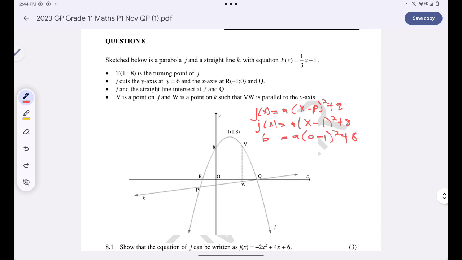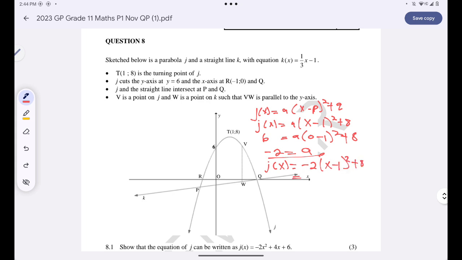Okay, and then all I need to do is to just substitute. When I take the 8 to the other side, it will change the sign. I will have 6 minus 8, which is just negative 2. I will have A here. So I know that A is equal to negative 2. Then all I need to do is to substitute it in the equation: negative 2 times x minus 1 squared plus 8.